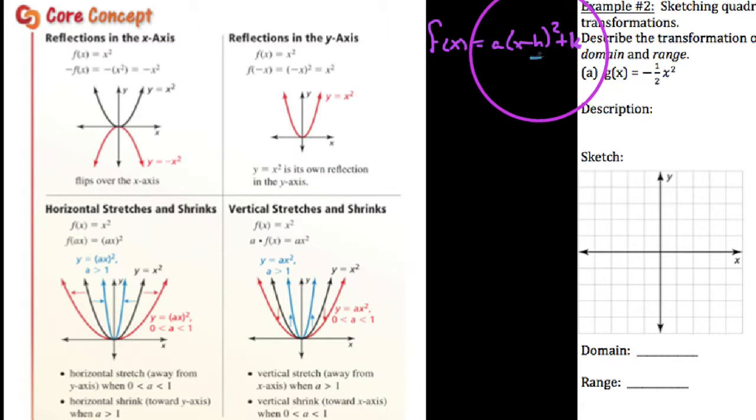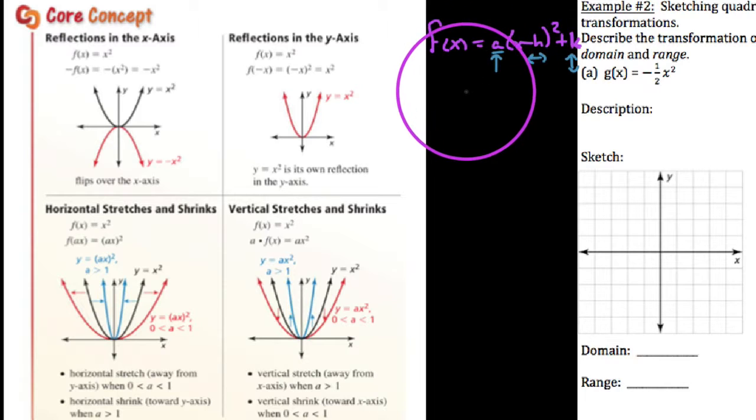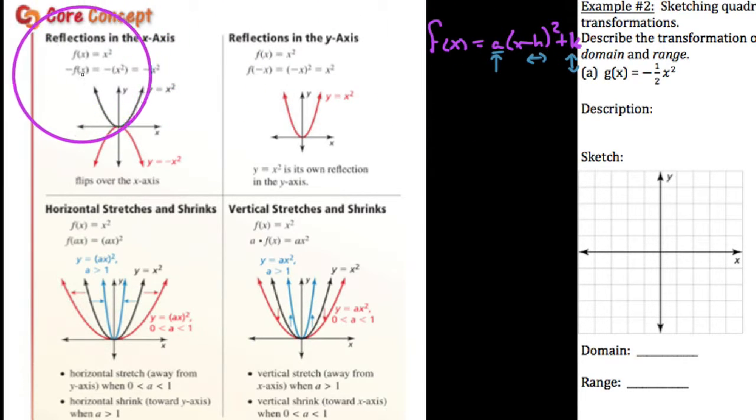we saw in the last video, h is responsible for left and right shift, k is responsible for up and down shift. But what we're going to do is focus on the value of this a out in front and tie it into these transformations that we've seen with functions in the past. So we'll start with our reflections here.